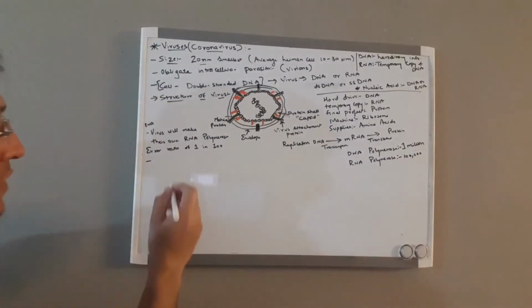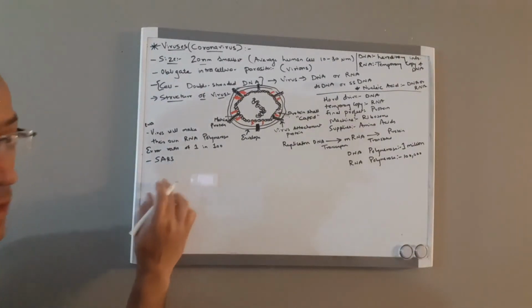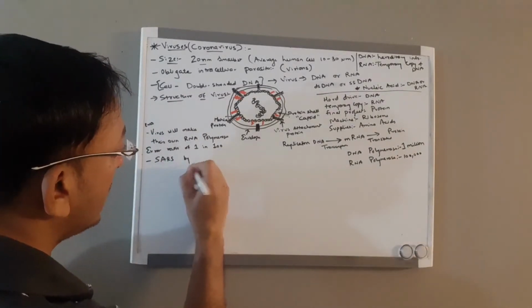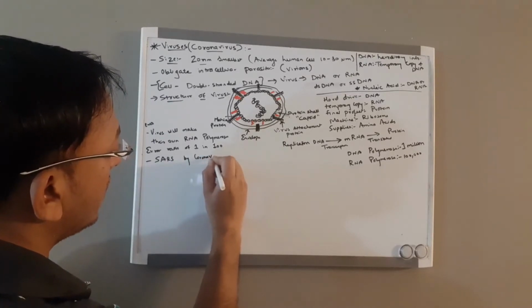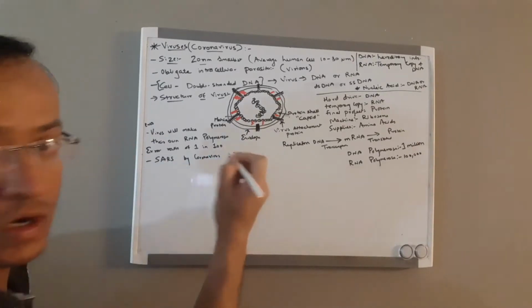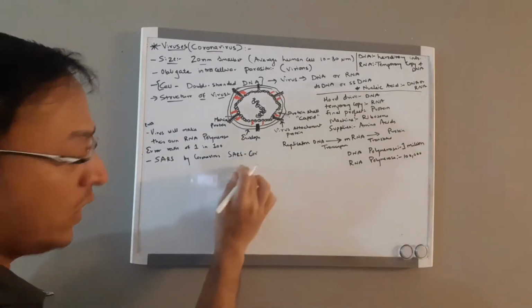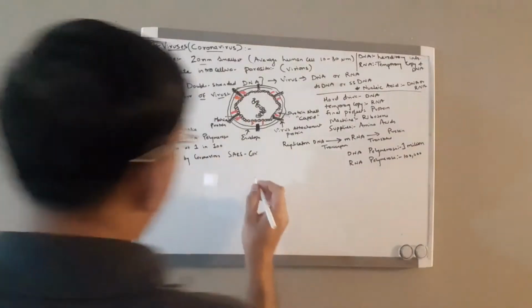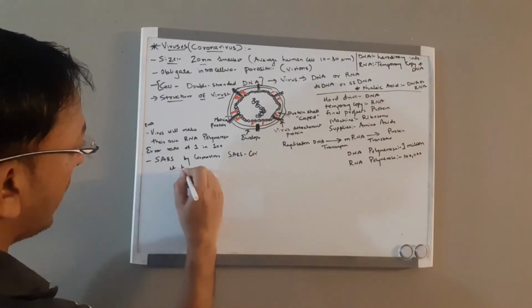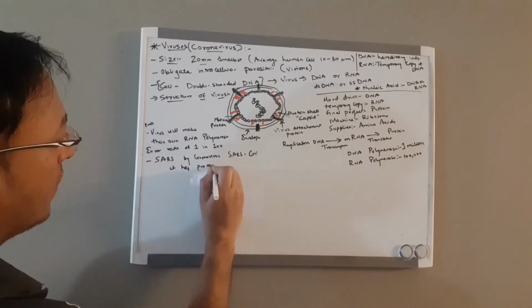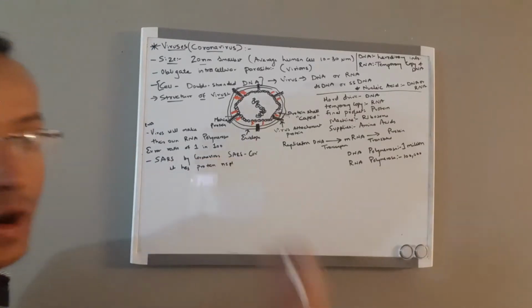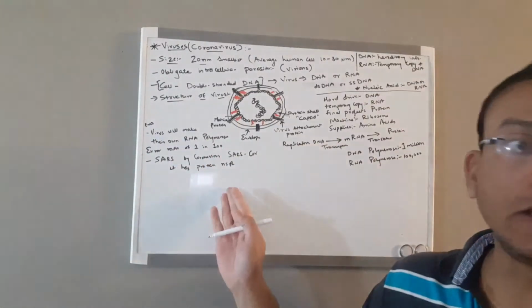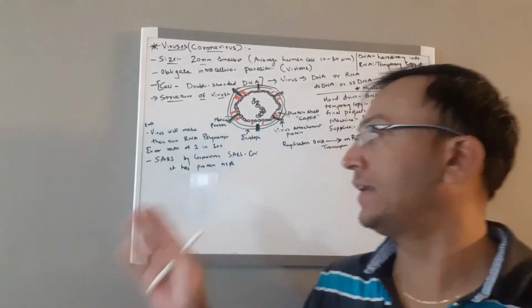And what are those? For instance, SARS, severe acute respiratory syndrome, is caused by coronavirus, that is SARS-CoV. The coronavirus has a protein named NSP1 that induces the breakdown of the host mRNAs.